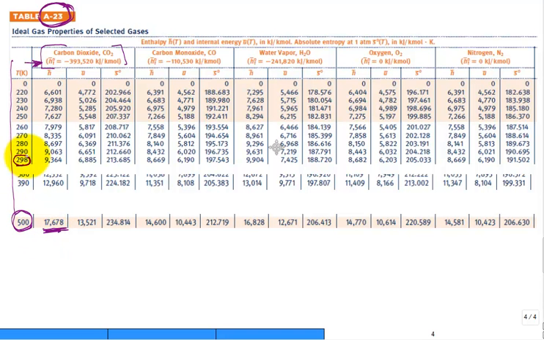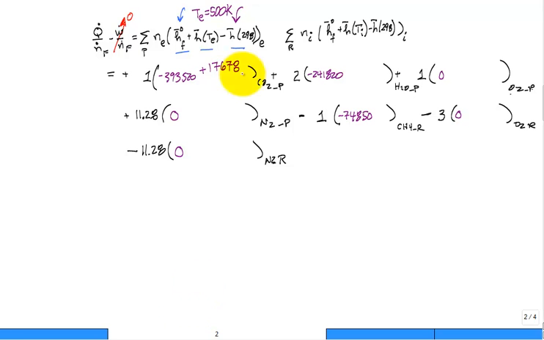The next value is at the reference. Tref is 298, so we need this 9364, minus 9364. I wish I would have left more room, but I didn't, but I just filled in these two values right here. The molar enthalpy at the exiting 500 Kelvin minus the molar enthalpy at the reference of 298. That's for carbon dioxide. We need to do the same thing for water vapor right here in our products.